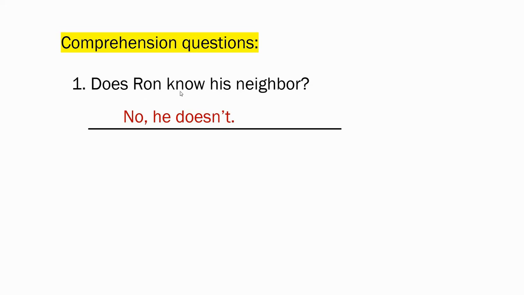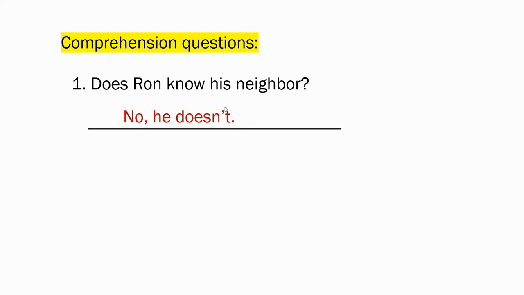It's only one person, which is Ron. So, does Ron know his neighbor? Since he doesn't know his neighbor, the answer here is negative. This is a negative answer. No, he doesn't, or no, he does not. Again, we contract does not.